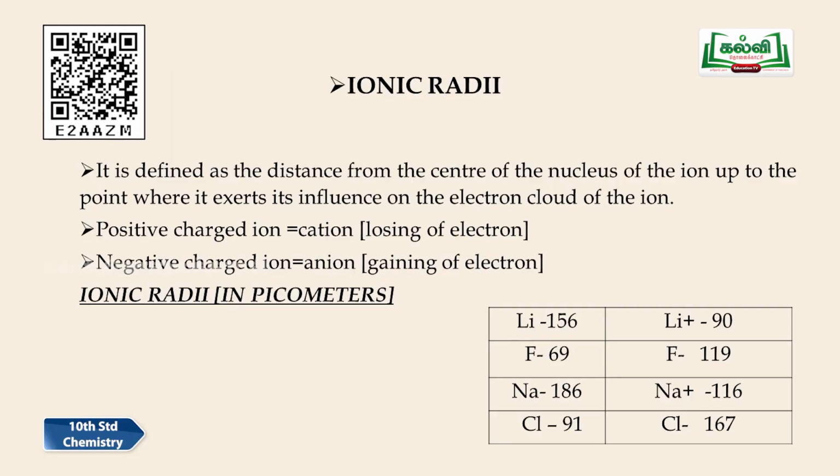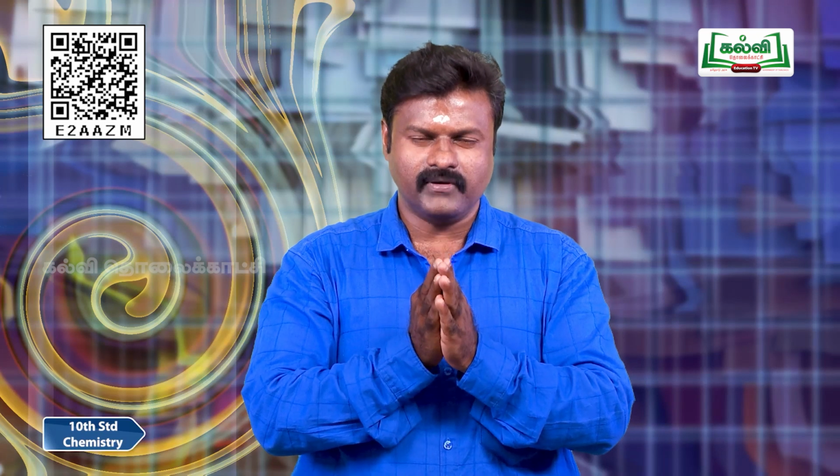It is the distance between the center of the nuclei and the outermost orbit containing the electron cloud. Or otherwise we can say it is the distance from the center of the nucleus to the point where it exerts its influence on the electron cloud. That means simply the distance between the center of the nuclei and the outermost orbit containing the electron cloud of an ion is called ionic radius.